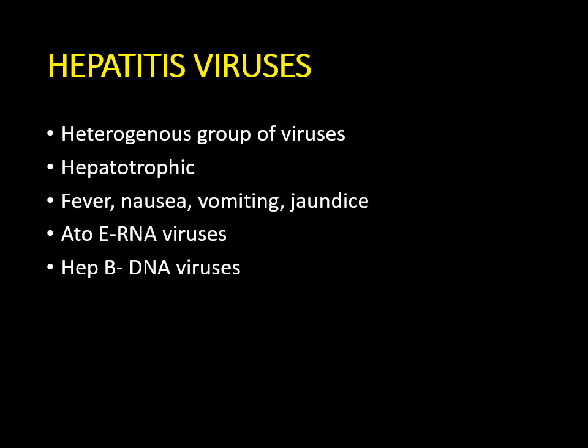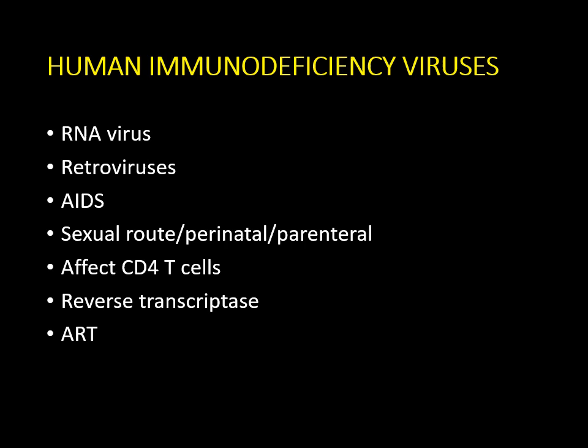Then comes the hepatitis viruses. These are also a group of viruses which have a common factor, that is they all have an affinity for the liver. Therefore they are called hepatitis. The hepatotropic feature is there, and they have manifestations of fever, nausea, vomiting and jaundice seen in hepatitis. Hepatitis A, C, D, E are all RNA viruses, and hepatitis B is the only DNA virus.